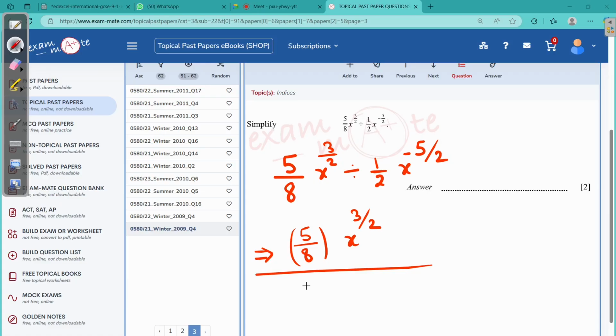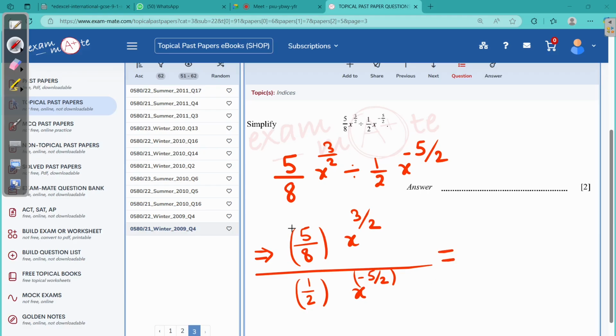See, this is your main division. And you have to write 1 over 2 x raised to power minus 5 by 2. Is it okay? Are you getting this pattern of writing? Whatever you have to divide, you should write it in the denominator. Is it okay?